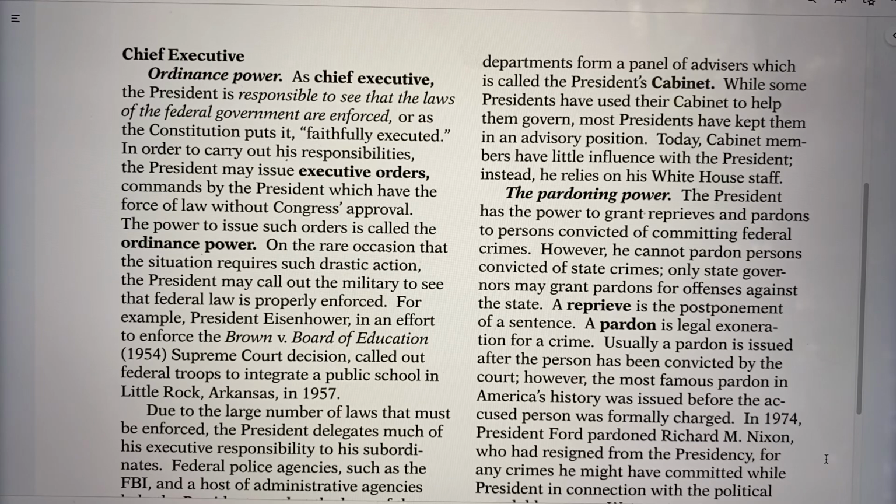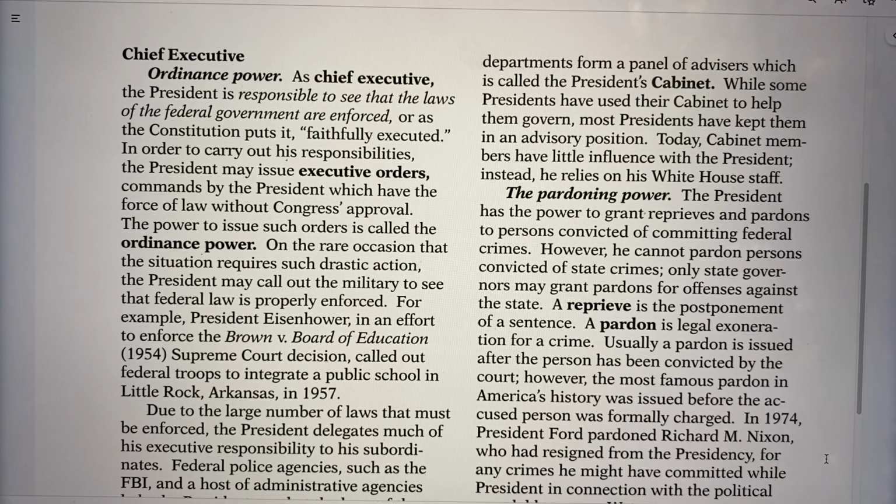The president may issue an executive order. So what's an executive order? An executive order is a command of the president without the Congress's approval, having the force of law. So if they say there's an executive order, it's just an order by the president without the Congress having to approve it. So an ordinance power would be an executive order. It's very rare that the president may call out the military to see that federal law is properly enforced, and this would be an executive order.